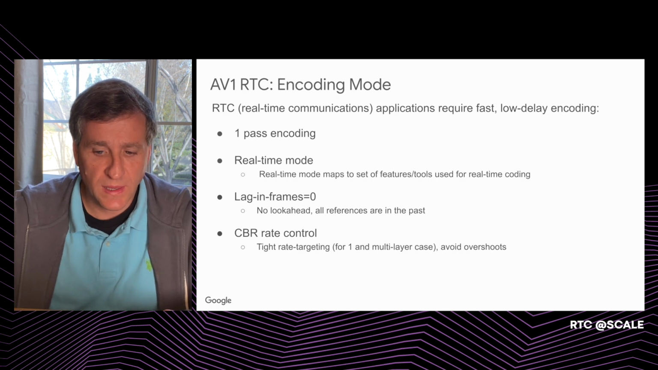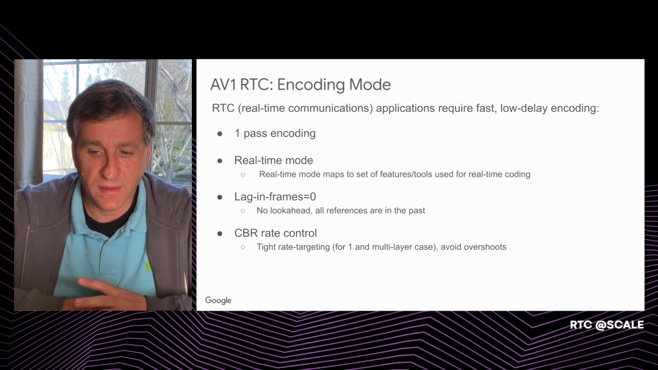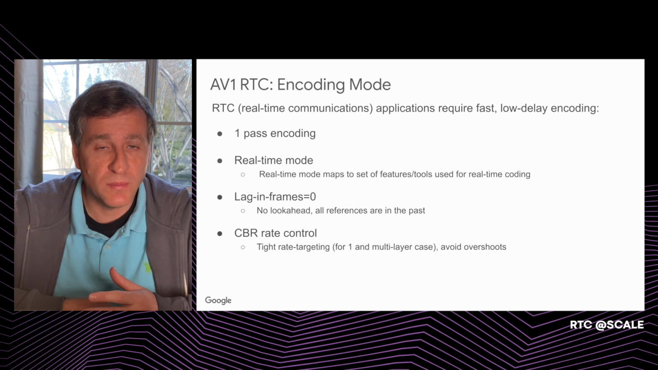So for the encoding mode, I just want to clearly state the encoding mode. RTC applications, real-time communication applications, require fast, low latency encoding with good rate targeting. So for this, we use the following encoding mode: one-pass encoding, real-time mode, which just means that this real-time mode will map into an internal set of speed features that allow for real-time coding. The lag in frames parameter is equal to 0. That means there are no future references, so all the references are in the past. And we use CBR rate control. This allows for tighter rate targeting. This is done for both the one-layer and the multi-layer case.